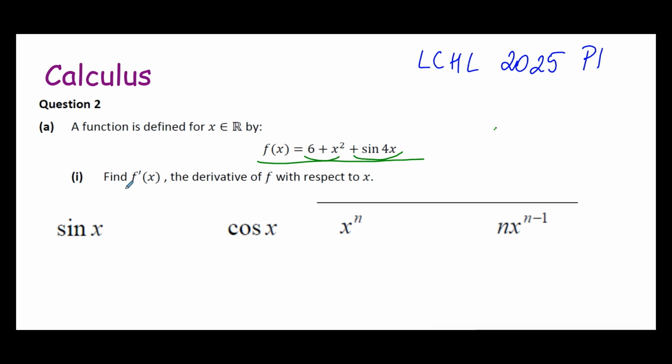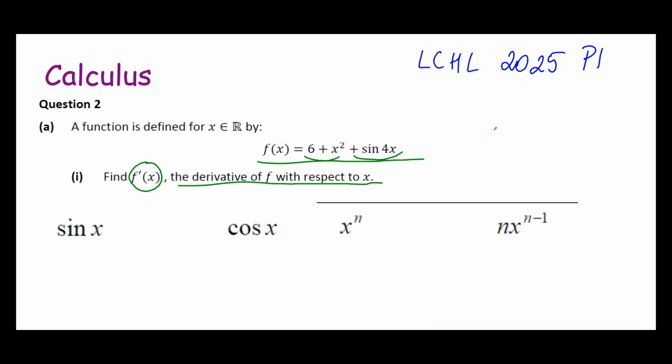Okay, so what do we need to do? Find f prime x, which means what? The derivative of f with respect to x. That's basically a word explanation of what that description means. That's all it is. How do we derive? Oh, before we even go into that, let's have a look at what a derivative actually is.